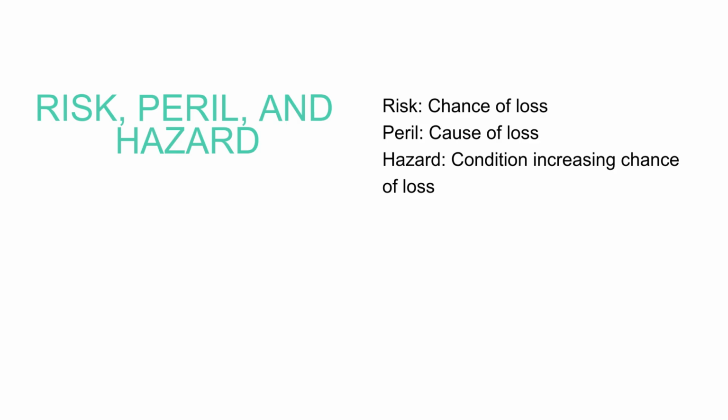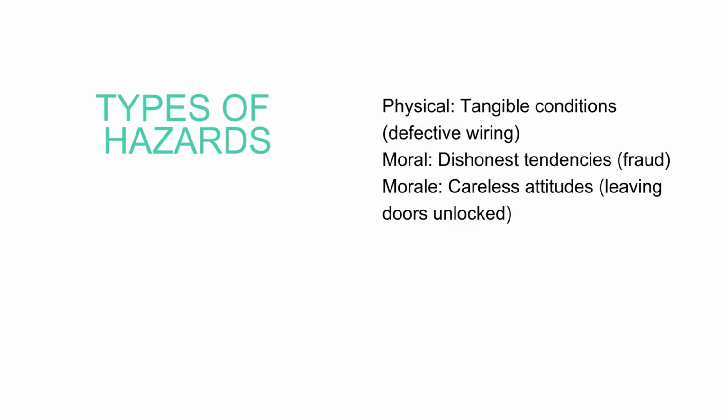Understanding these distinctions is essential for the exam, where questions may present scenarios requiring you to identify the type of risk, peril, or hazard. There are three main types of hazards: physical hazard, tangible conditions that increase risk, such as defective wiring or icy sidewalks. Moral hazard arises from dishonesty or fraudulent behavior, like intentionally damaging property to collect insurance. Morale hazard, careless or indifferent attitudes, such as leaving doors unlocked or failing to maintain safety equipment. Exam questions often ask you to classify a hazard type. Use real world examples to reinforce your understanding.